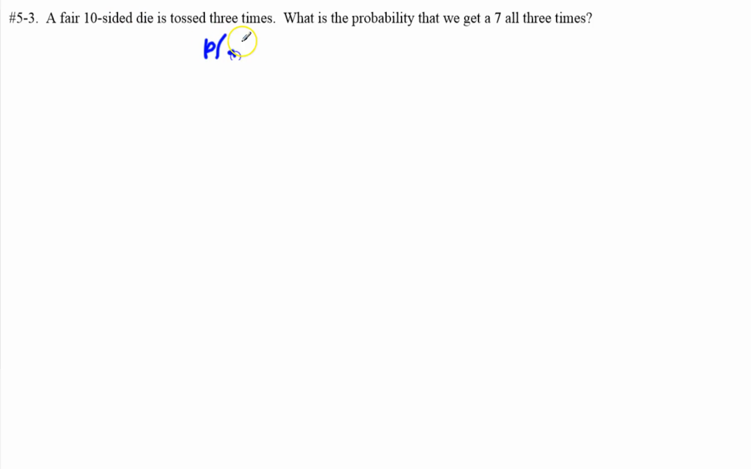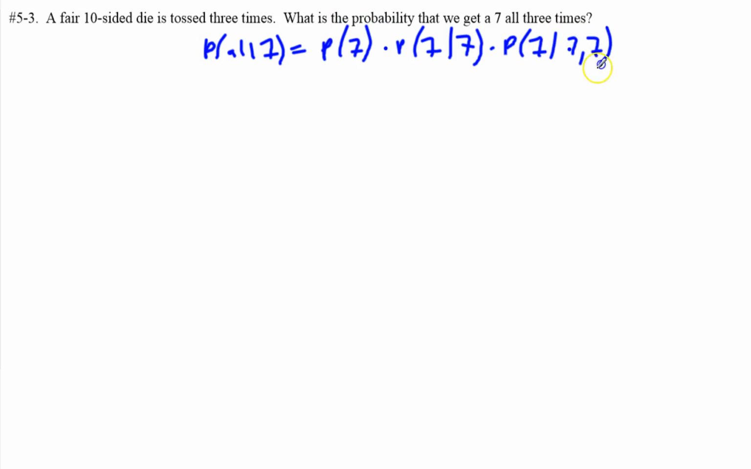The probability that all are 7 would be the probability of getting a 7 the first time, times the probability of getting a 7 the second time, given that we got a 7 the first time. I'm going to write it like that. And then times the probability that we get a 7 the third time, given that we had a 7 the first 2 times. I'm just using an abbreviation here to indicate that. But this means the probability of a 7 the third time, given that we had 7s the first 2 times.